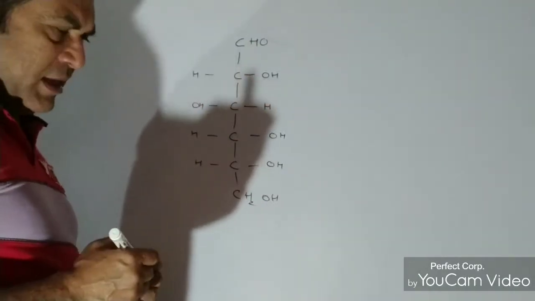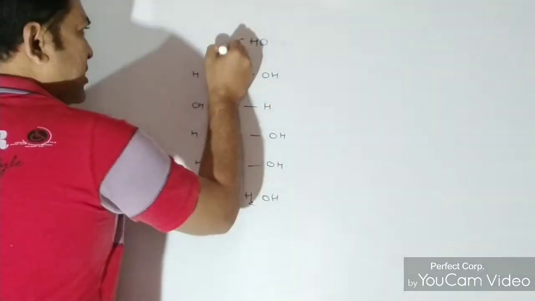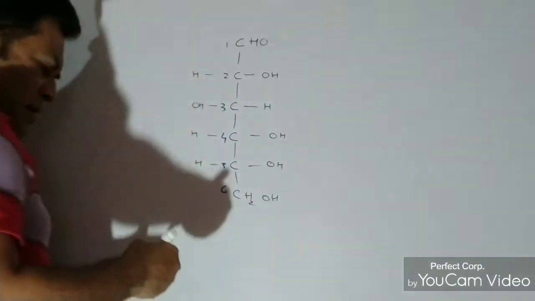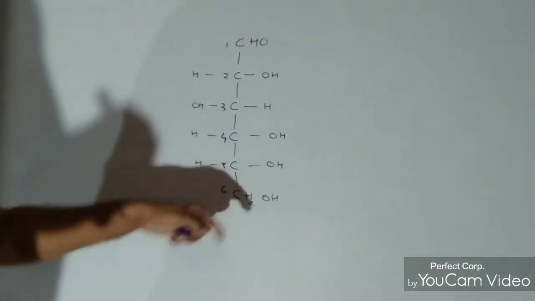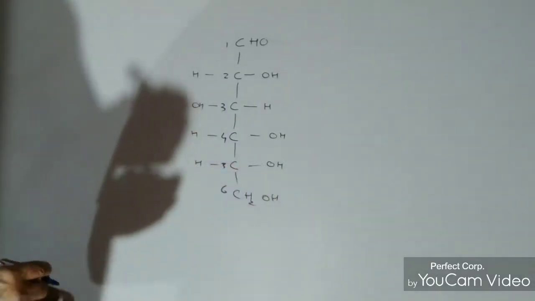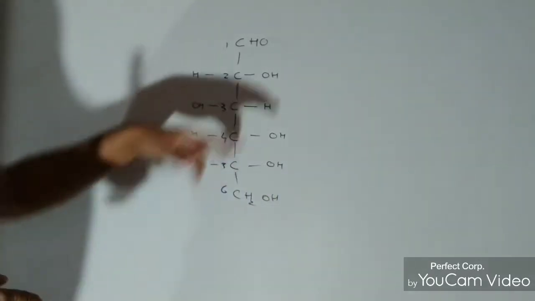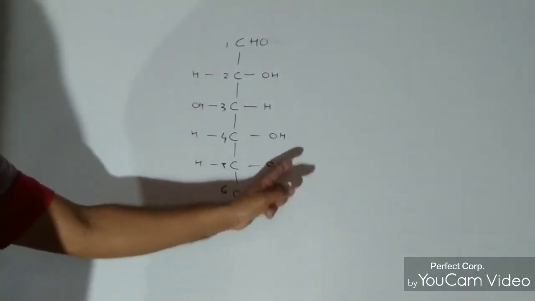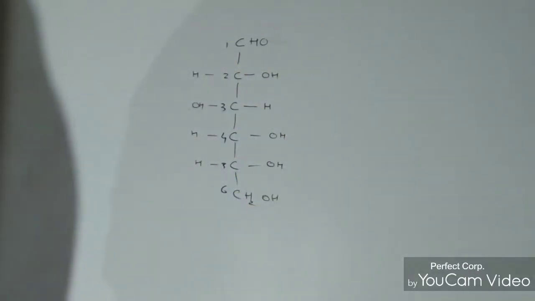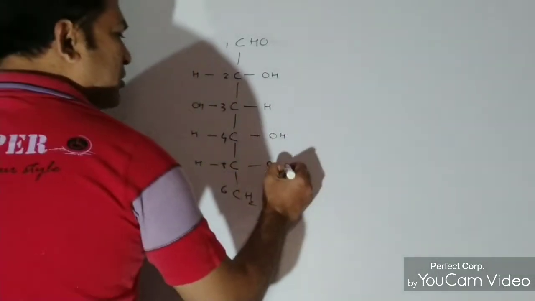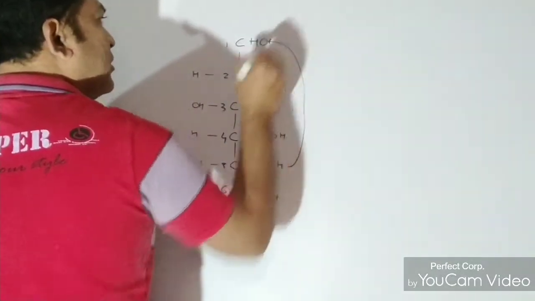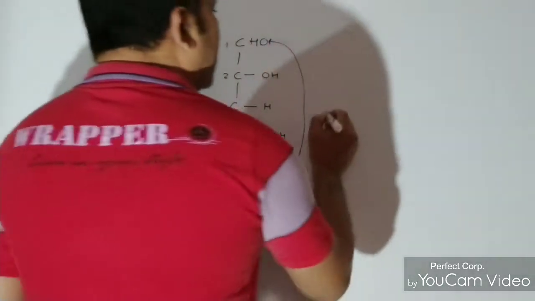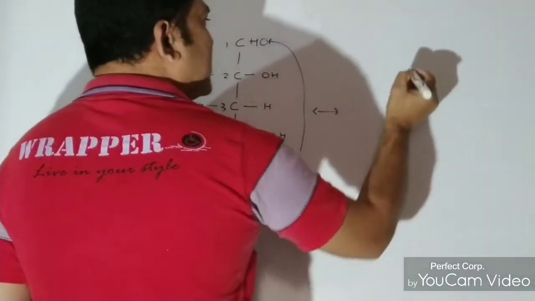Actually, now what is happening here? This is first, second, third, fourth, fifth, and sixth carbon. Yesterday we discussed that the fifth carbon is going to make the difference. Now at the fifth carbon, OH is on the right side, that's why it is D-glucose. So this OH is going to attack the aldehyde, and due to that we have a different structure.